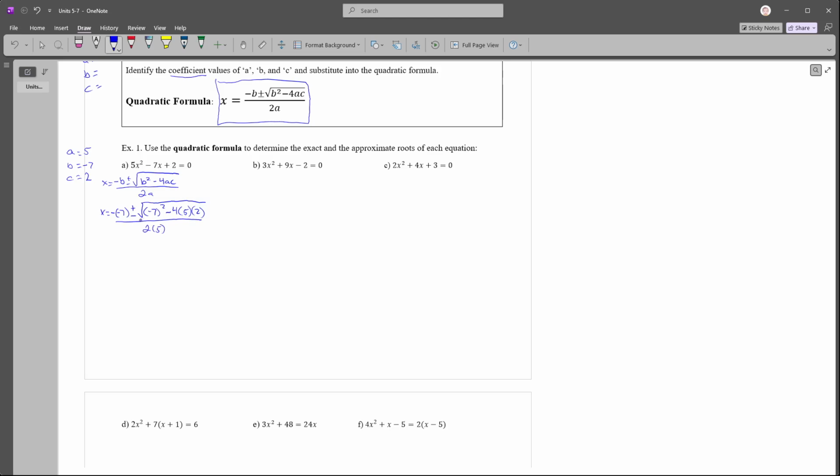Now let's just do some math. So x is equal to negative times negative 7, that's just 7. Plus or minus. Now we have our square root. Negative 7 squared, that's 49. And now we have 4 times 5 is 20, times 2 is 40, so minus 40. That whole thing is going to be square rooted, and then we're going to divide by 2 times 5, which is 10.